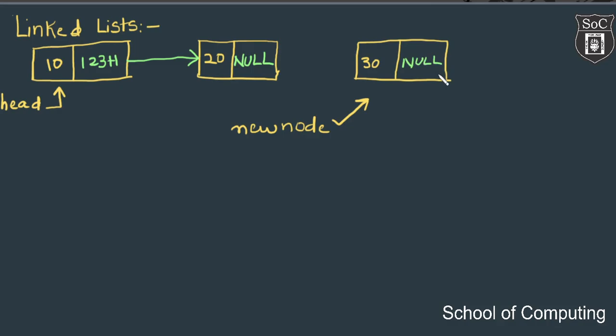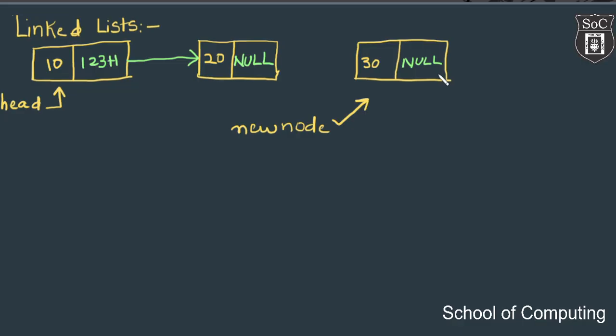Now what is the task? I need to connect the second node with the third node. Then only it will be a proper linked list, because before the third node was inserted, there were only two elements and hence there was a null in the second node, because the second node is the last one. Now if I need to connect the second and third, I should replace null with the address of the new node.